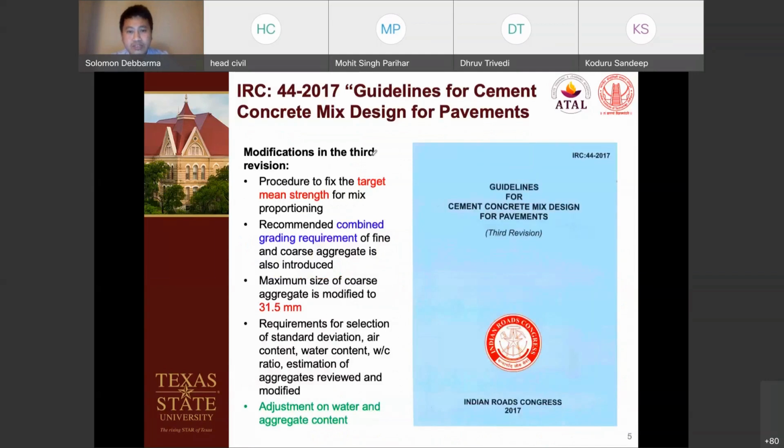So this is our Indian guidelines, the IRC guidelines for the cement concrete mix design, right? So I think this is the latest revision. So in this revision, there are some modifications made. Firstly, the target mean strength has been fixed here, and then the recommended combined grading requirement for both the coarse and the fine aggregates has also been introduced, and then the maximum size of coarse aggregate has also been modified to 31.5 mm. And then yes, of course, the requirements for selection of standard deviation, air content, and water content have been reviewed and modified. And lastly, the adjustments on water and aggregate content have also been modified in this third revision.